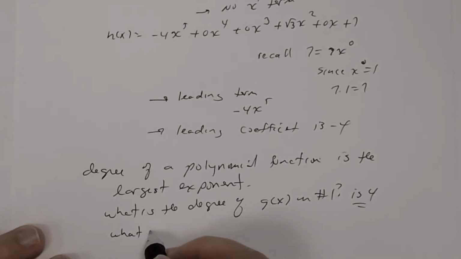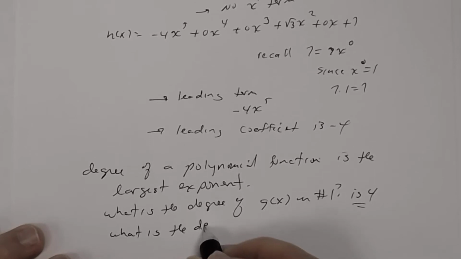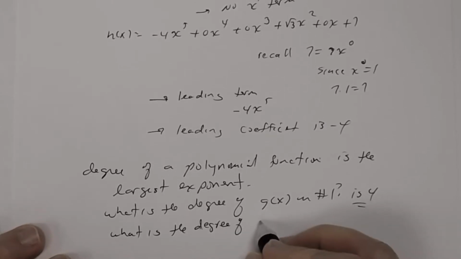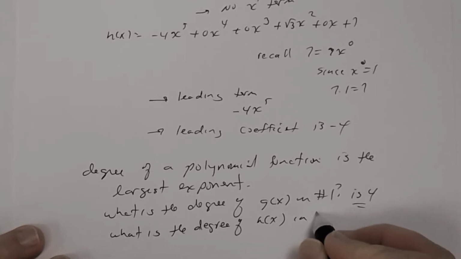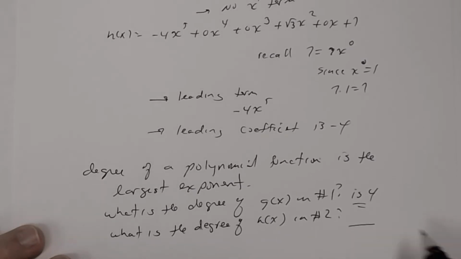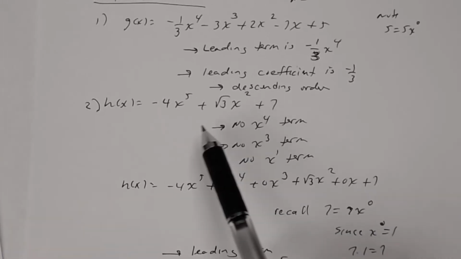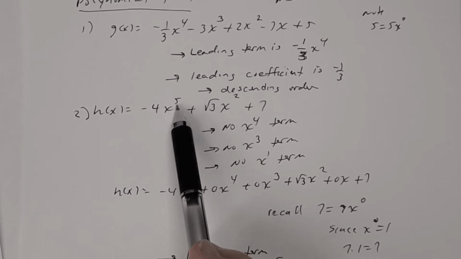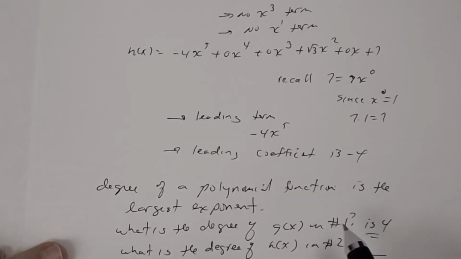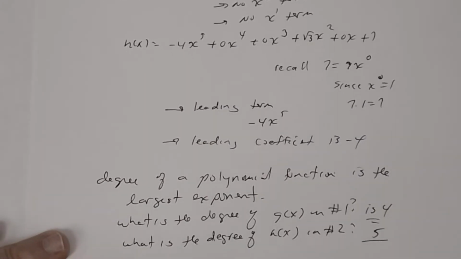What is the degree of h of x in number 2? All right, so what's the answer? If you look at this, the largest exponent is 5, so the degree is 5. So the answer is 5. Okay? All right. Let's look at the next one.